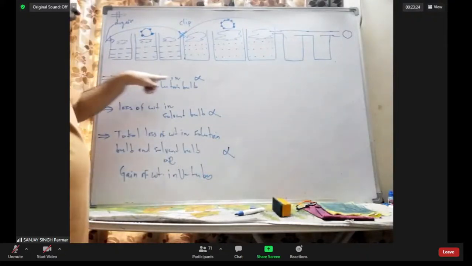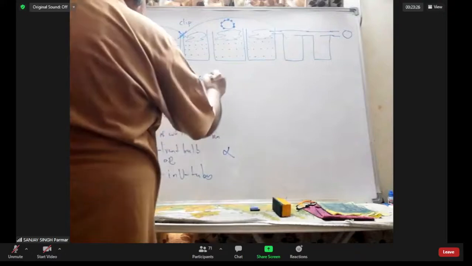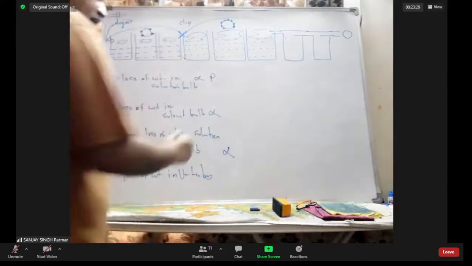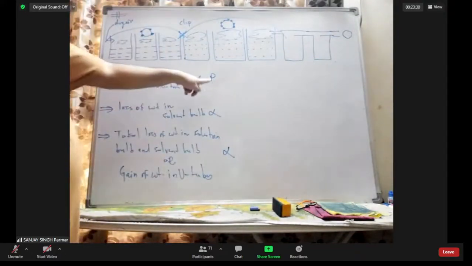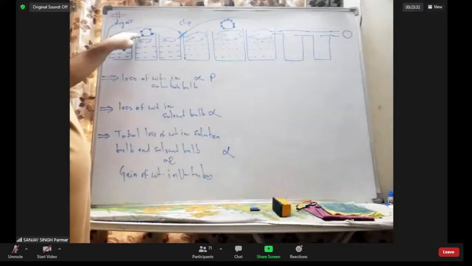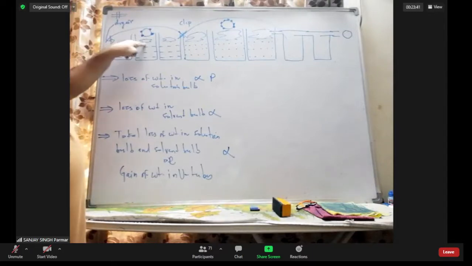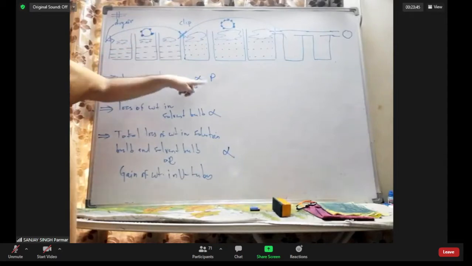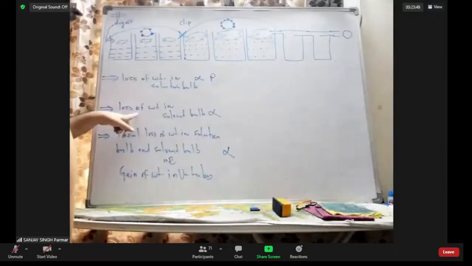Whatever the loss of weight in the solution bulb is, it is directly proportional to P. Why directly proportional to P? Because whatever saturation there is, or whatever water vapors are loaded, this water vapor loading is directly proportional to the vapor pressure of the solution, and P is nothing but the vapor pressure of the solution.